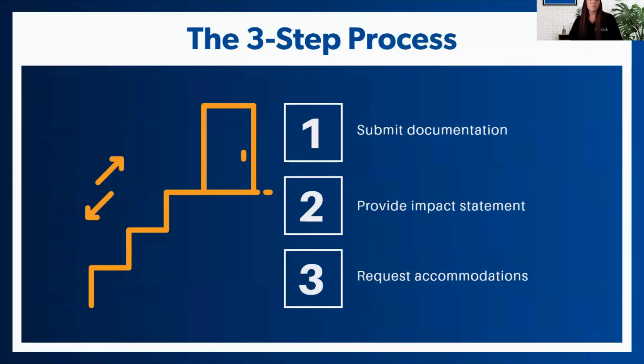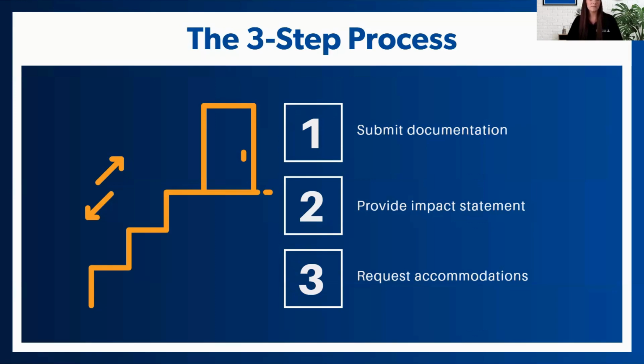All right, now let's walk through the basic three-step process students complete when requesting accommodations through DSA. The first step is submitting documentation. Students provide documentation from a qualified healthcare provider or professional that identifies their disability or condition. We will go into a little bit more detail about documentation requirements in slides to come.